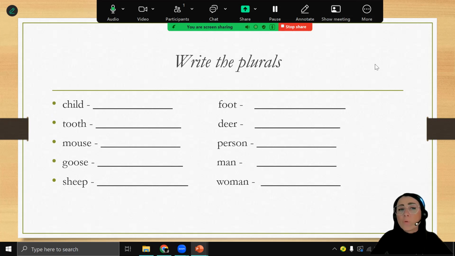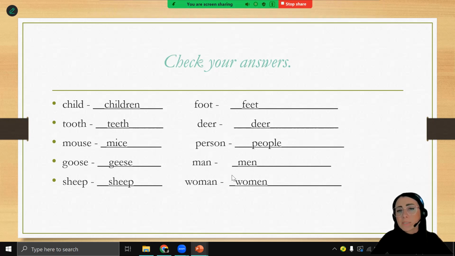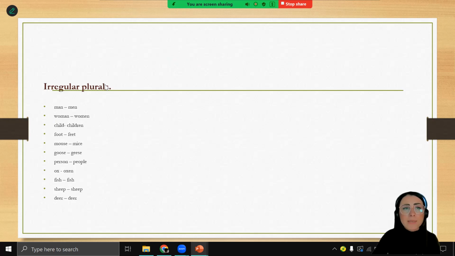Now write the plural forms. Then check yourself. Are you ready for the correct answers? Here they are. Child, children, tooth, teeth, mouse, mice, goose, geese, sheep, sheep, foot, feet, deer, deer, person, people, man, men, woman, women. Perfect. Here are irregular plurals. I would recommend you to write them down in your notebook and to learn them, since they are exceptions. And if you don't know them, you will make mistakes.